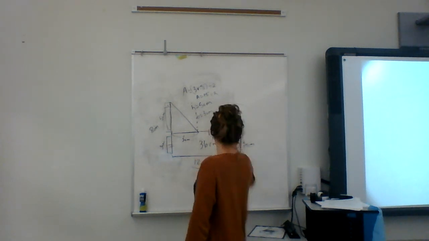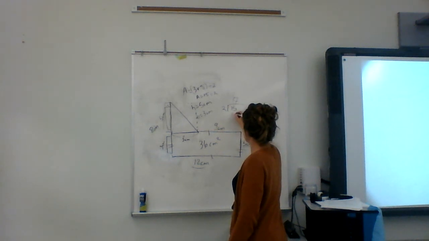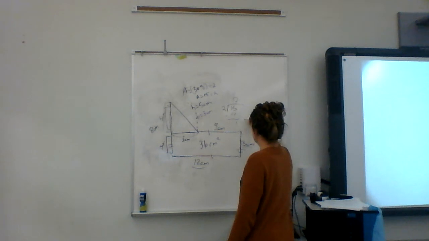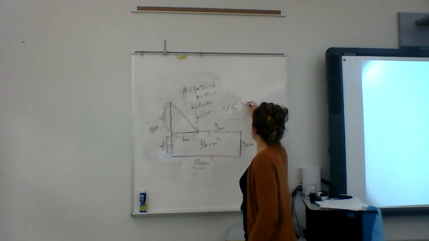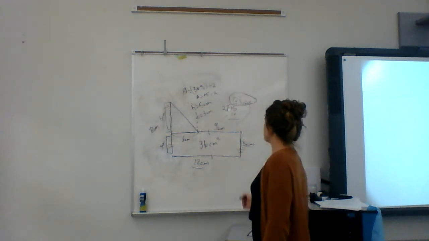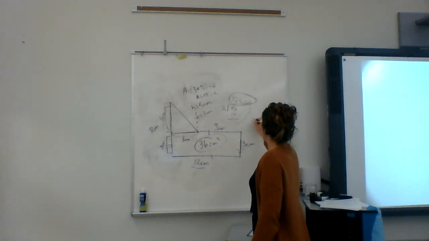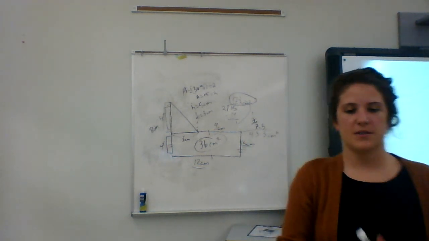15 divided by 2. 2 goes into 15 7 times, 1 left over. I can bring it up as a fraction or make it a decimal. I prefer fraction. So it's 7.5 centimeters squared. That's my triangle. This is my rectangle. Add the 2 together. 36. And now I'm going to have to do 7.5 as a decimal, 7.5. 43.5 centimeters squared.